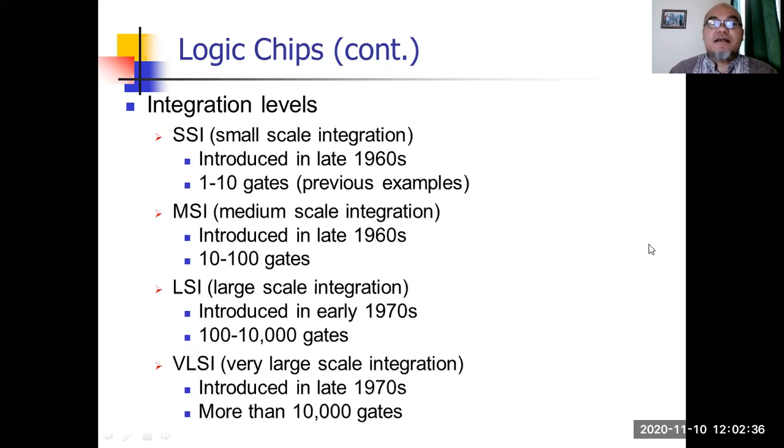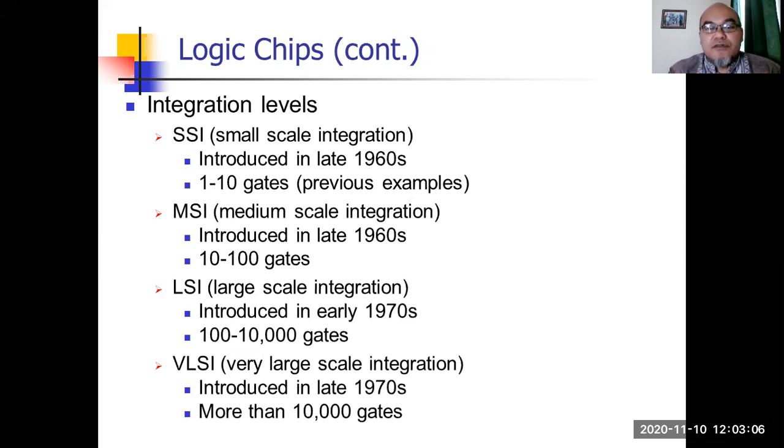So in terms of the integration level of the IC itself, the smallest integration is called small scale integration. Each single chip only contains 1 to a maximum of 10 gates, like shown in the previous examples. This was introduced in the late 1960s. All these integration levels refer to the microelectronic fabrication technique.